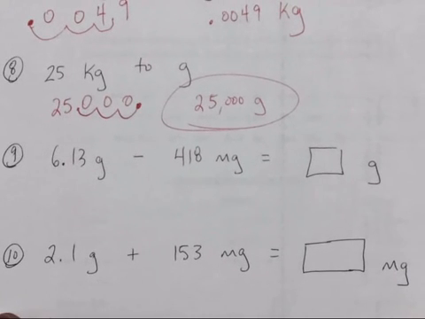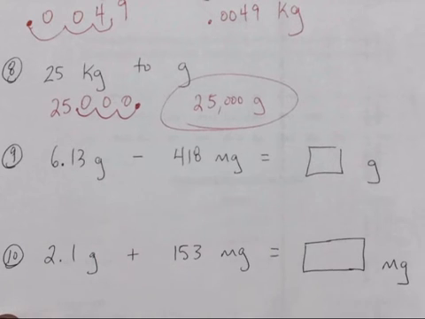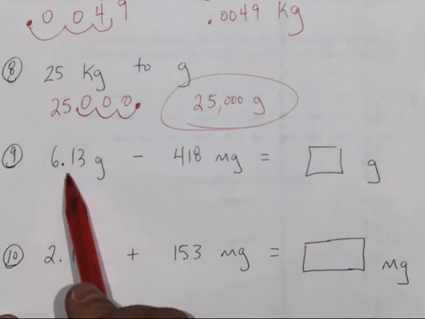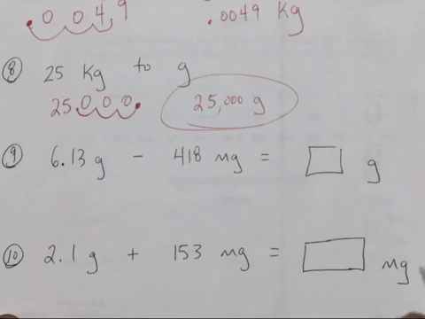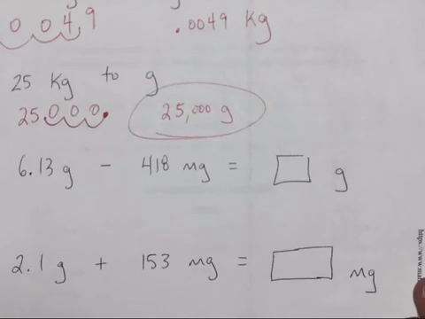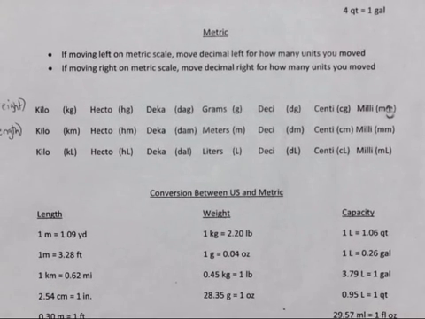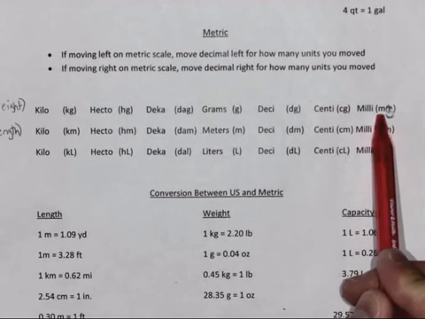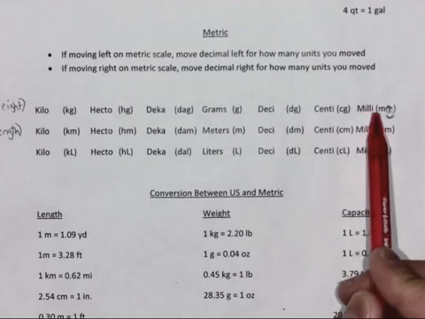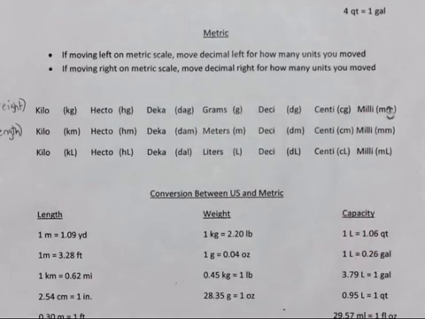So number 9 here, we're doing subtraction. Our final answer needs to be in grams. So notice this is in grams, this is in milligrams. So I want to convert milligrams to grams. So look at my conversion sheet once again. Milligrams is here to grams. So I go to the left 1, 2, 3 positions.